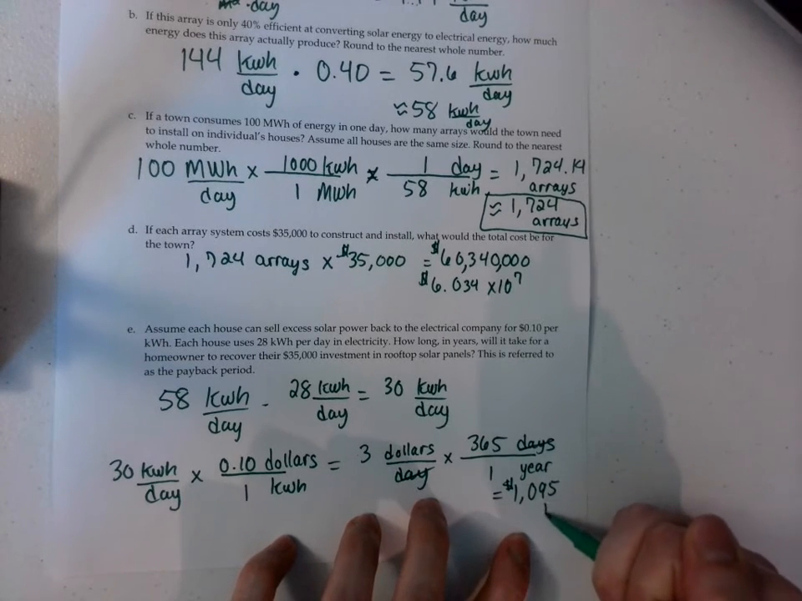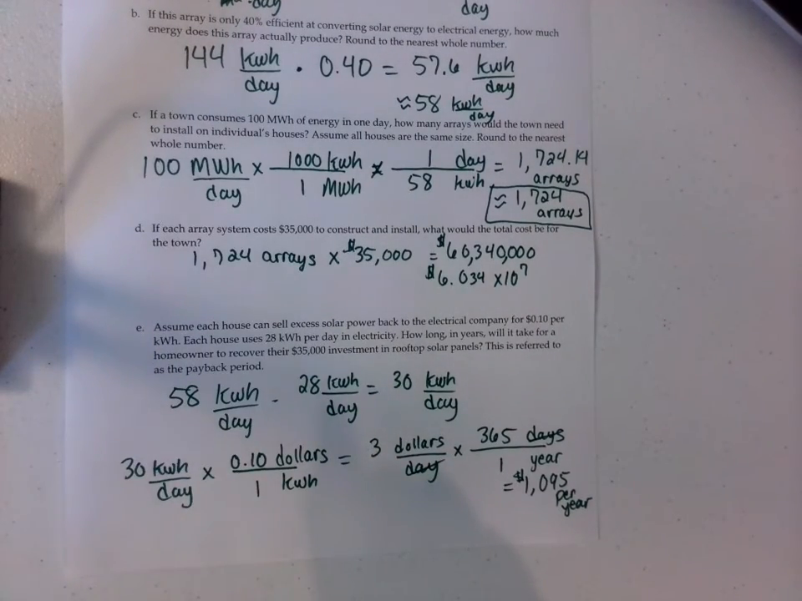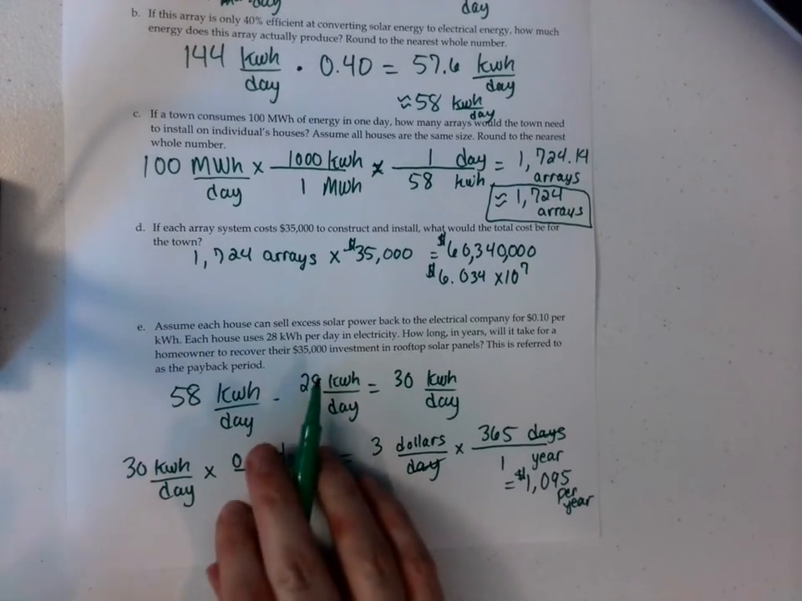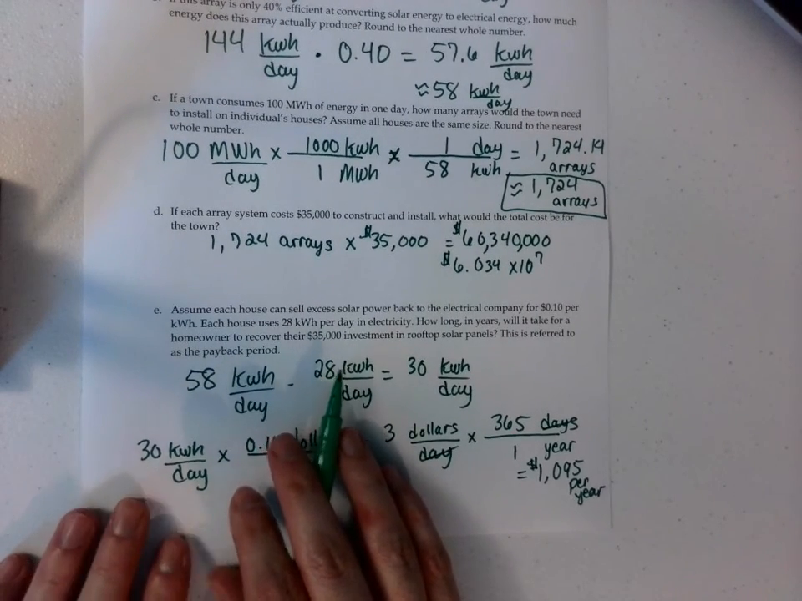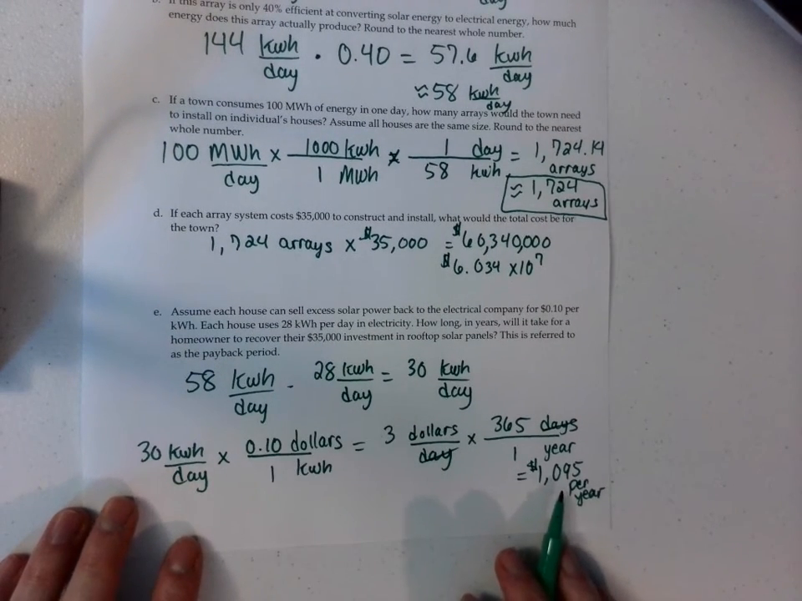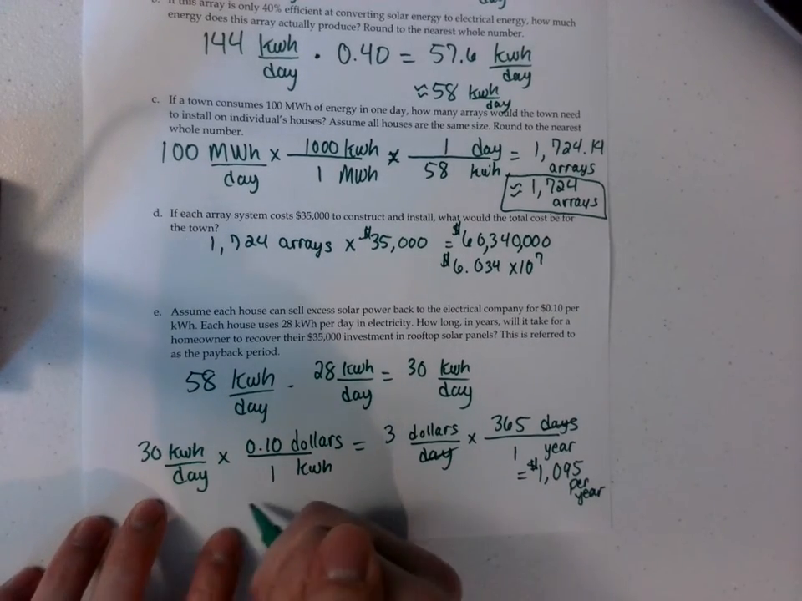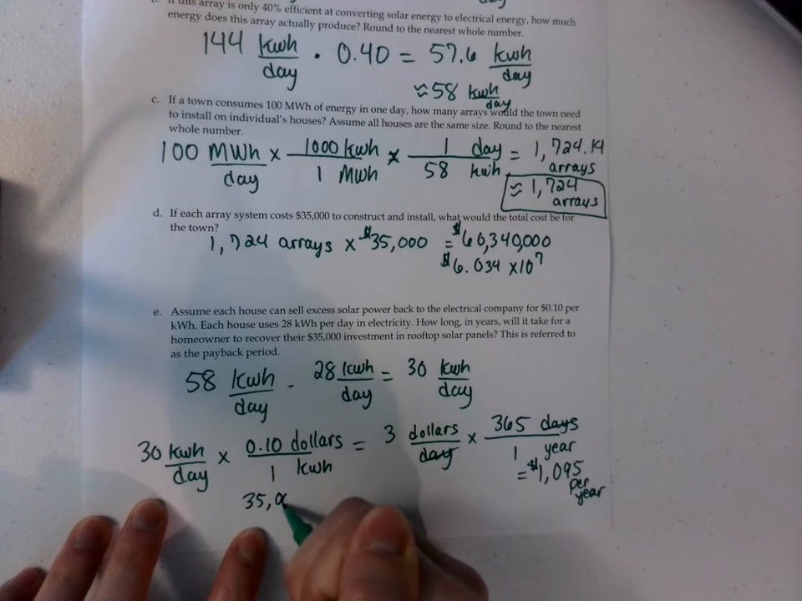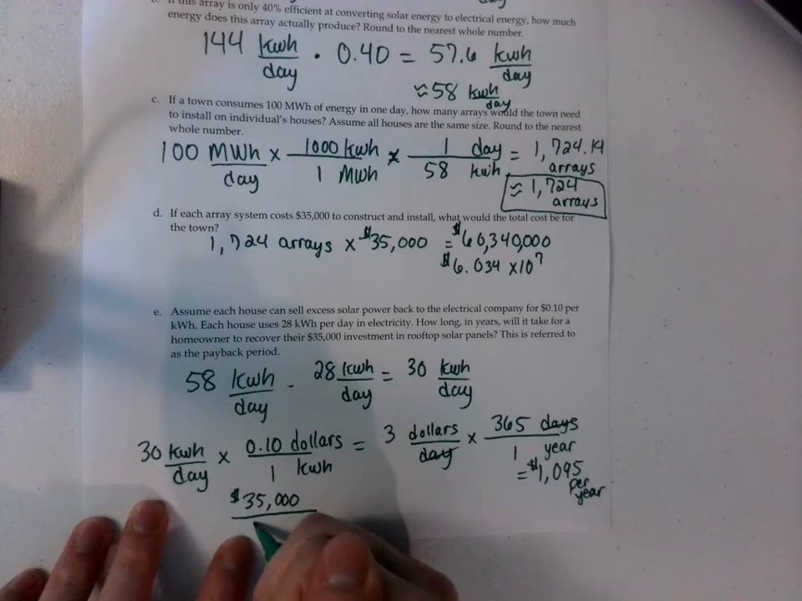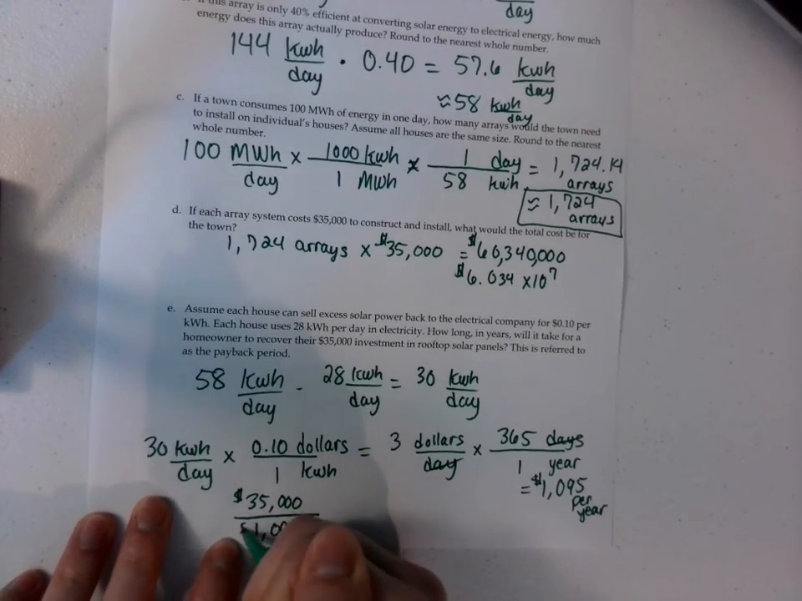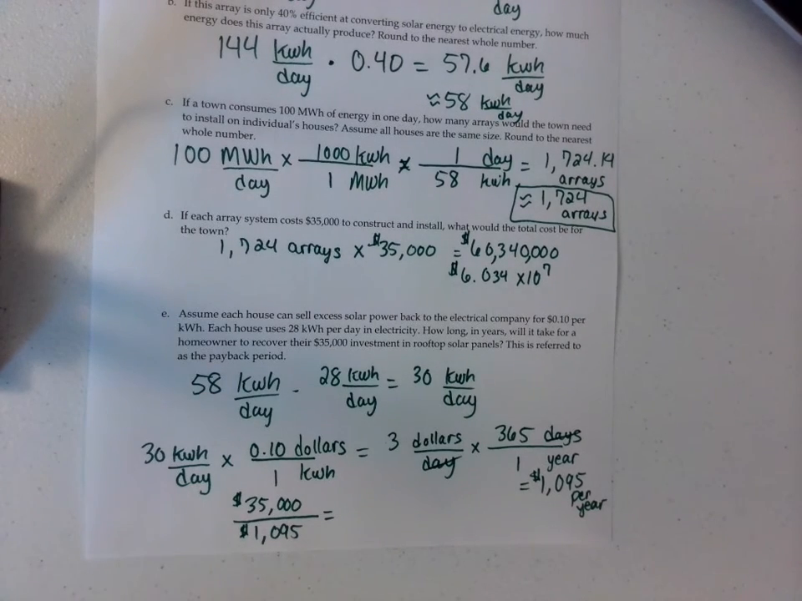Alright, so now what you want to do is take the $35,000 that they spent at the very beginning to pay for this entire system and divide it by the amount of money they save per year to get how many years it's going to take them to pay this back. Alright, so we're going to do $35,000, that's how much they paid originally, divided by 1,095, that's how much they save per year by selling this electricity back to the power company.